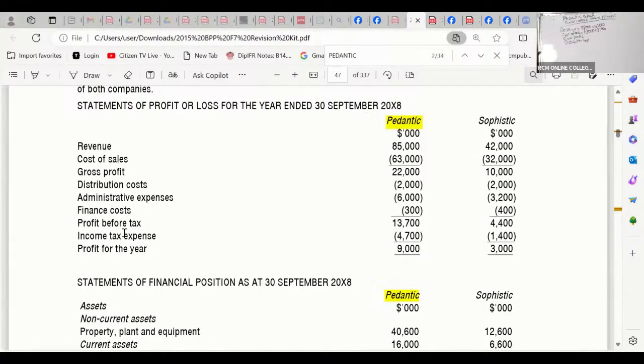Distribution cost 2,000, 2,000. You add to 2,000, 2,000. I don't want to be the entertainment person for your children. Distribution cost 2,000, 2,000, unless you start paying me for that work. Administrative cost. So admin cost, what do we have? 6,000, 3,200. You just copy to start. You just copy like that. That is the administration cost.